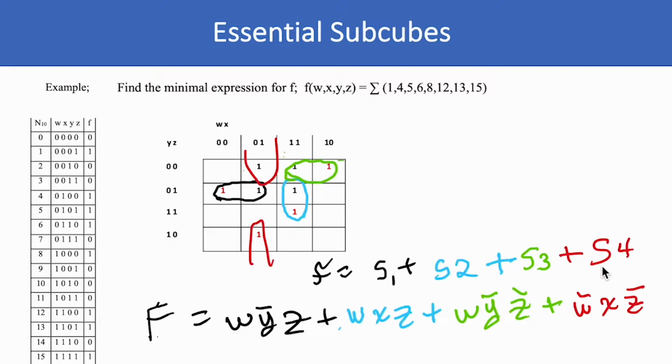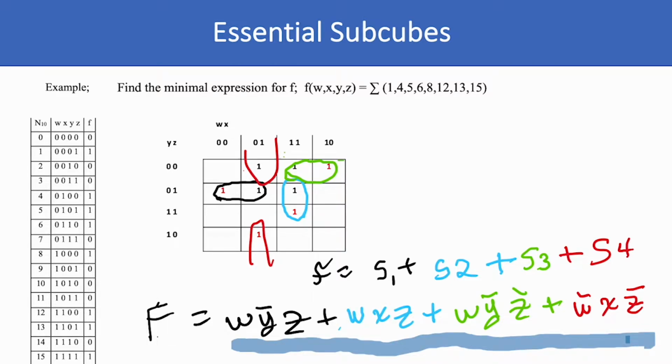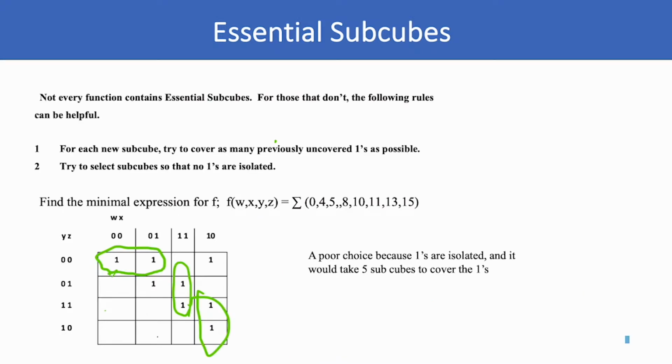Okay. So again, I've color-coded it and showed that for that same map with the essential subcubes, the final solution is the function equal to w y bar z plus w x z plus w y bar z bar plus w bar x z bar. And that is a unique minimal solution. There is no other minimal solution for this function. Okay, not every covering, in fact, probably the predominant number of functions will not have all essential subcubes.